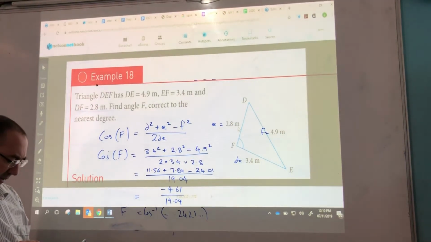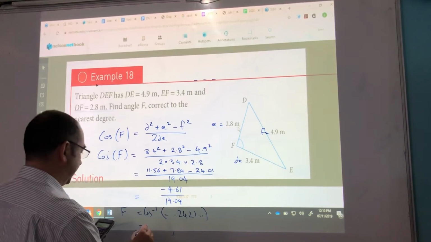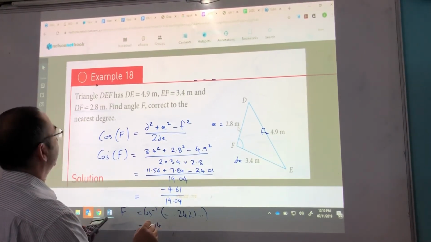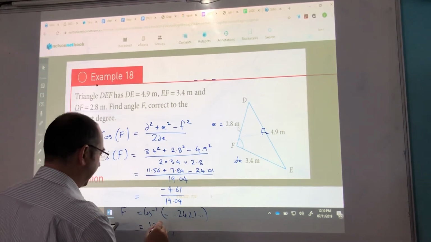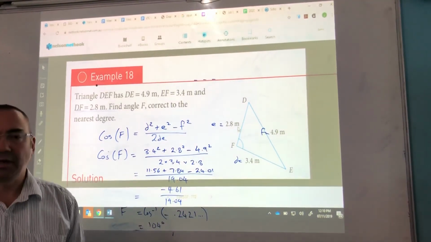So let's do that. And I get f is equal to 104 degrees. How many decimal places? To the nearest degree. So I get it at 104 degrees. Let's check my answer. All right, looks like I've got that one right. Okay, press the button.